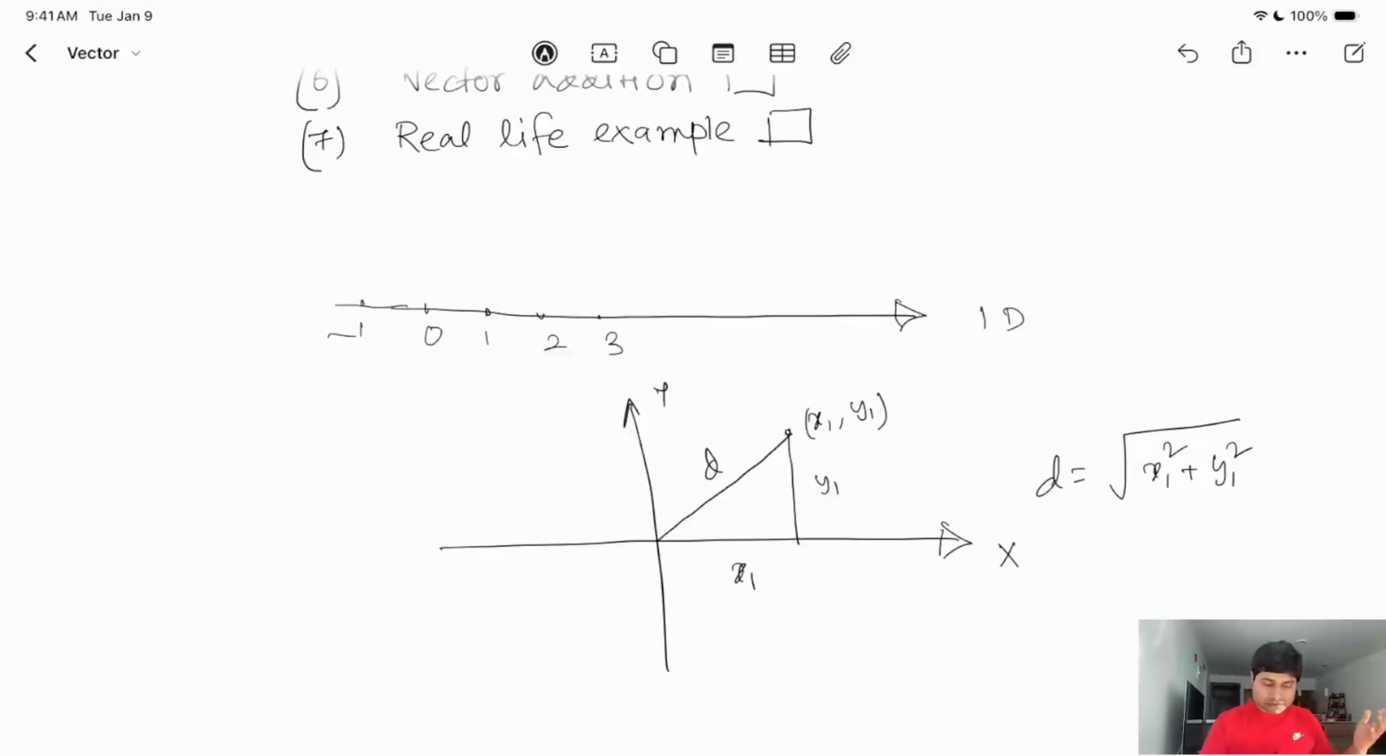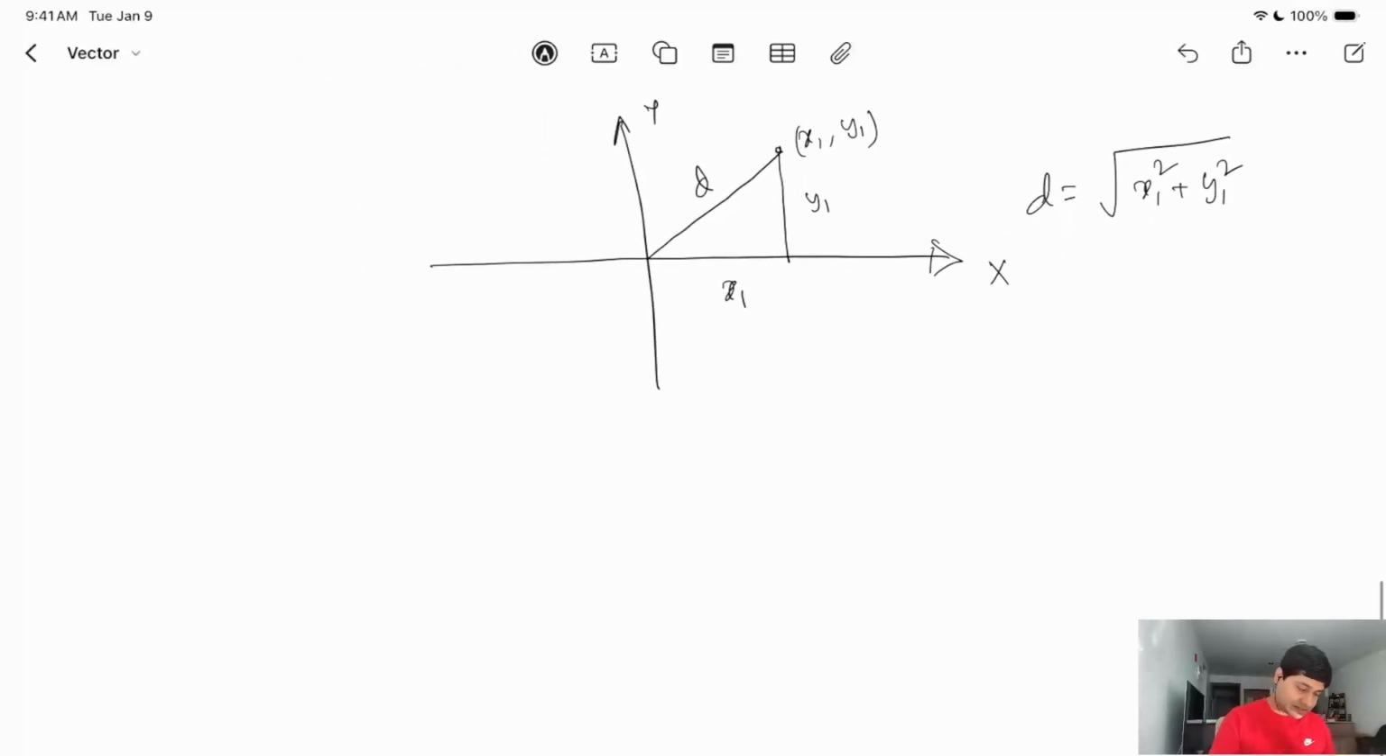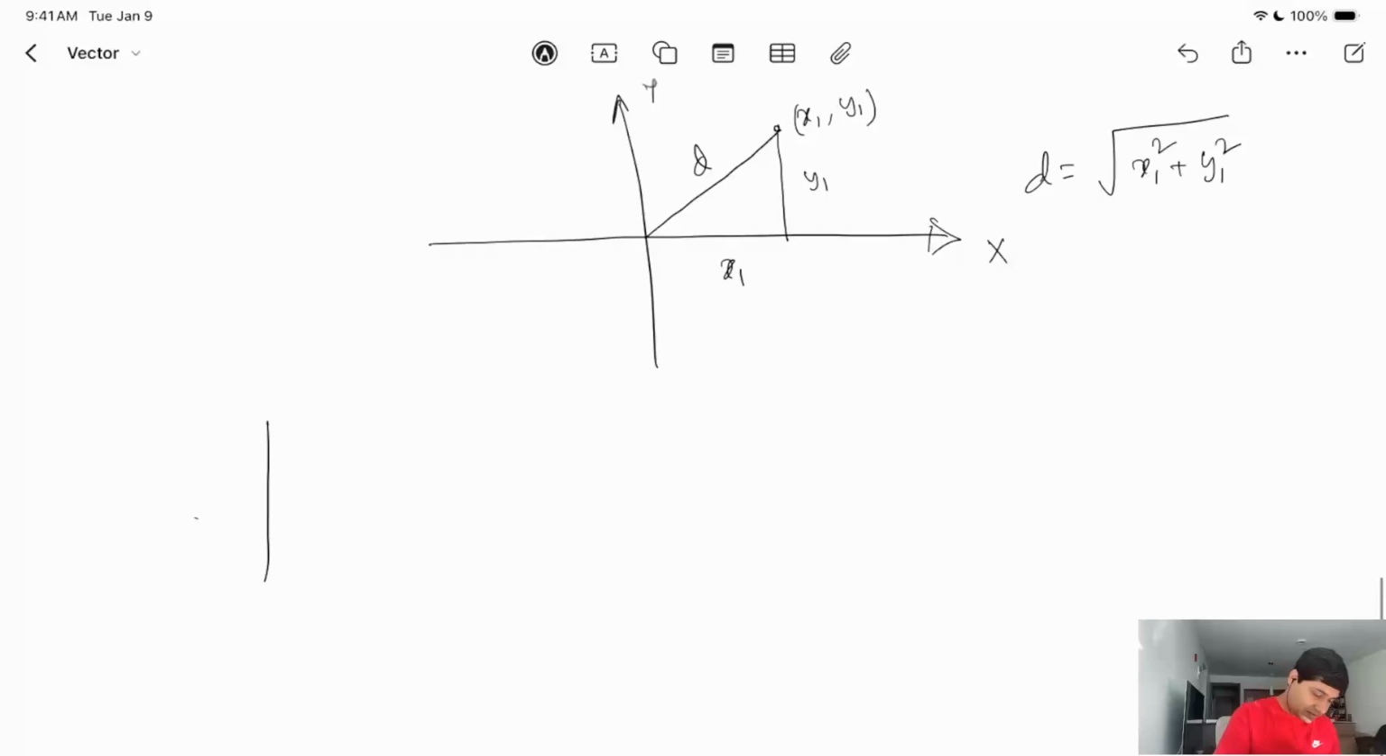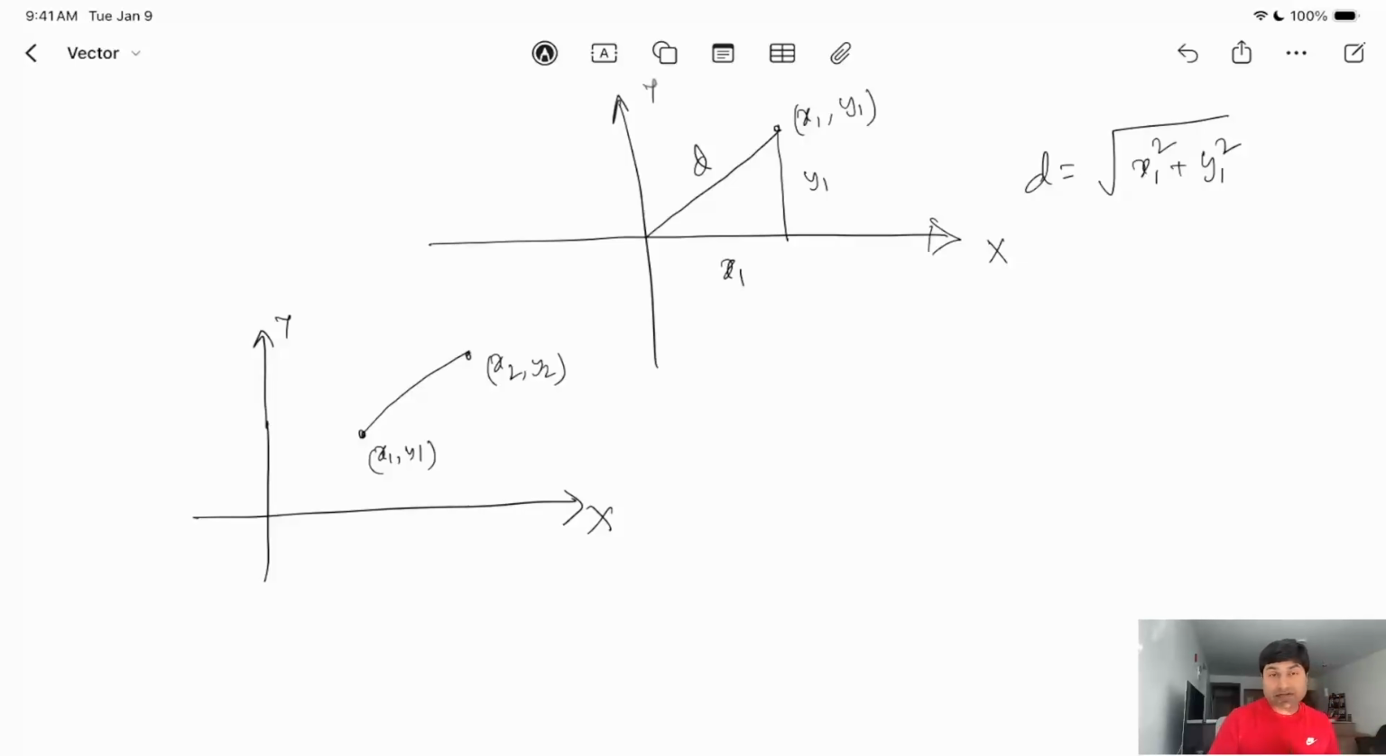Now when it comes to two different points, let's say this is the x coordinate, this is the y coordinate, I have a point here x1 y1, I have another point here x2 y2, and we want to find the distance between these 2 points. We can again utilize the same concept of the Pythagorean theorem.